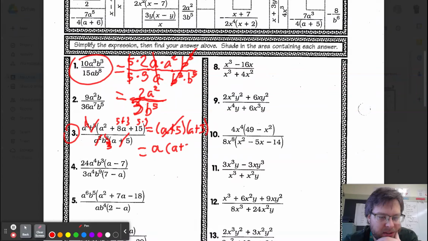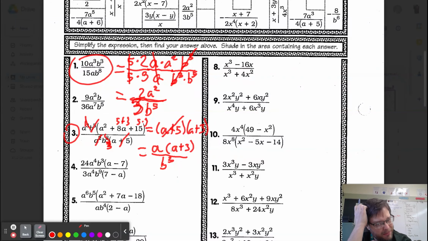So I have a to the third, and then I think it was b cubed on the bottom. So that's how number 3 simplifies. So you're just looking one piece at a time. And then remember that something divided by itself is equal to 1, so you can cross it off. All right, let's do a couple more.